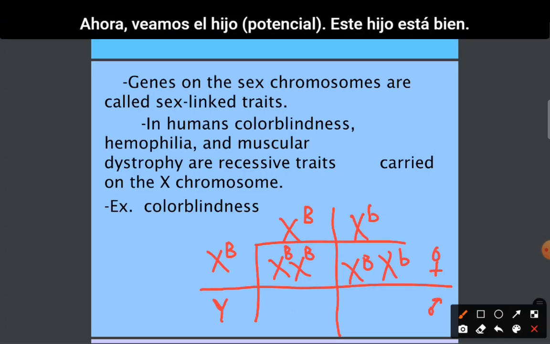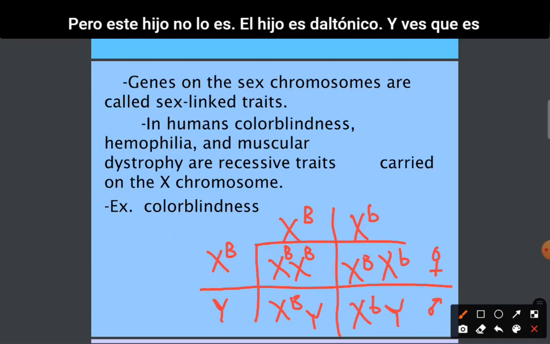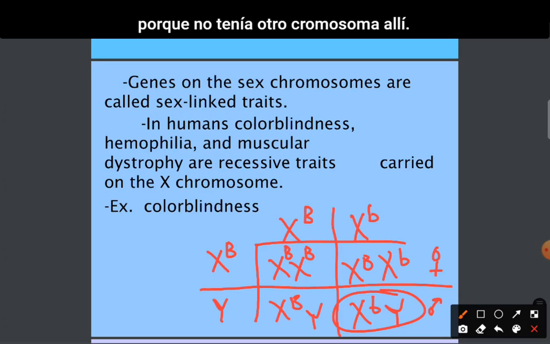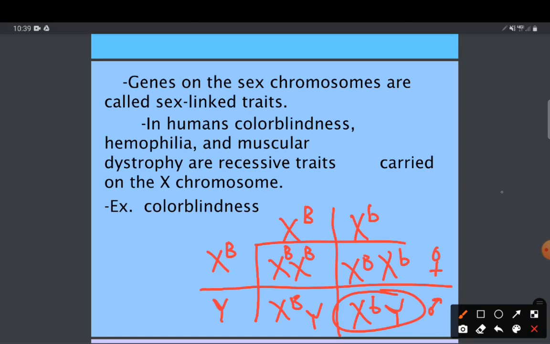Now let's look at the sons. This son is okay, but this son is not. This son is colorblind. And you see it's because he didn't have another chromosome there. He could not make a heterozygote. He is haploid for that colorblind gene.